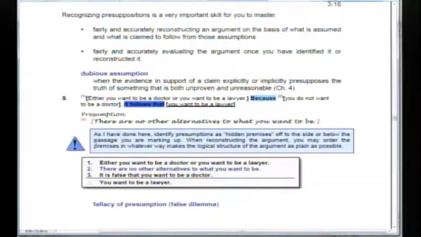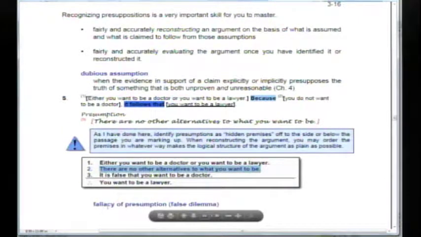So on those occasions when you need to identify a presupposition in order to be able to accurately evaluate the argument, then you write them off to the side, in a handwritten note to yourself, and then you make it part of the argument when you reconstruct it. So when you make that explicit, then you're going to be able to tell precisely why this is a bad argument. And the reason why is because it commits a fallacy of presumption called false dilemma.